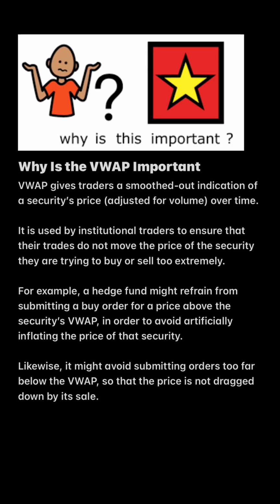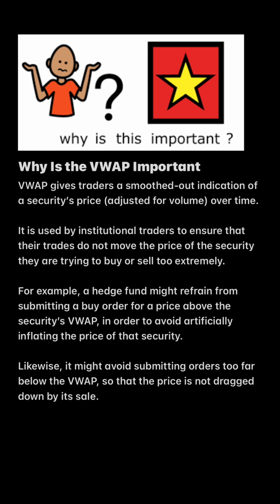So one of the questions that a lot of people ask is, why is this important? Well, it's because VWAP gives traders a smoothed out indication of a security's price adjusted for the volume over time. It is used by the institutional traders to ensure that the trades do not move the price of the security they are trying to buy or sell too extremely. And anytime we talk about institutions, we're talking about big money, right?